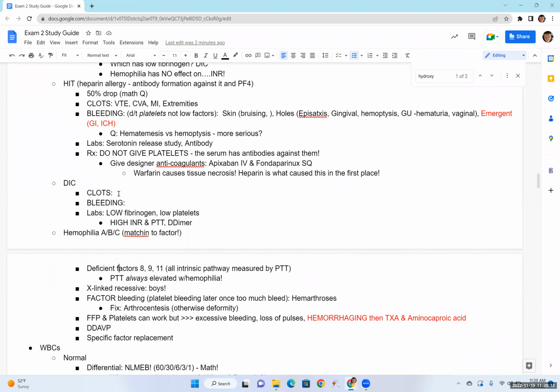But how you tell the difference is with HIT, you can send these labs off, right? But usually DIC is like really, really extreme bleeding. Usually HIT doesn't have the extreme bleeding situation. They do have the clot situation and a low platelet situation, but they're not like bleeding. But they're going to have the signs of low platelets, which are the skin bleeding, the holes of the bleeding.